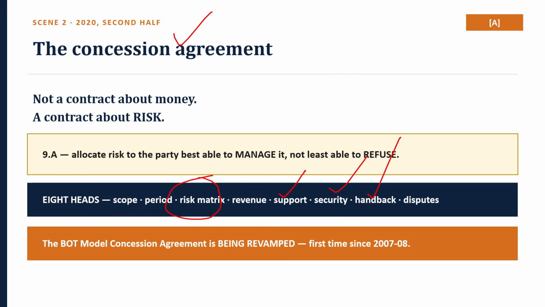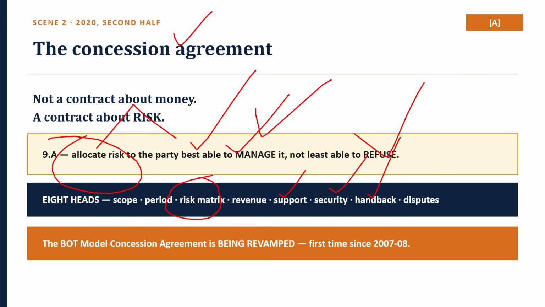So the principle that organizes all eight, and write this sentence: a risk should be allocated to the party best able to manage it, not the party least able to refuse it. So this is the important one, the principle that organizes all eight. This is the sentence: allocate risk to the party best able to manage it, not the party least able to refuse it.